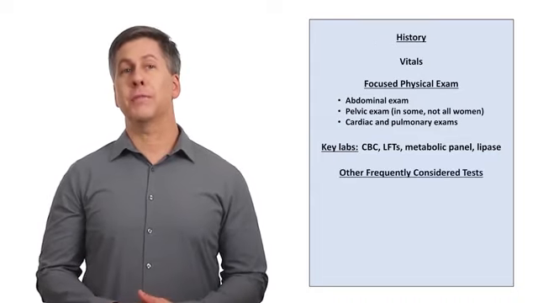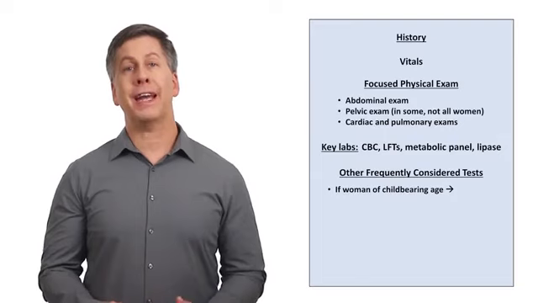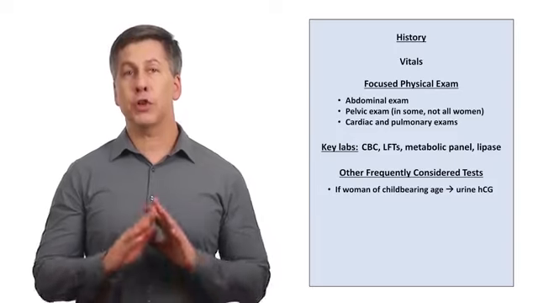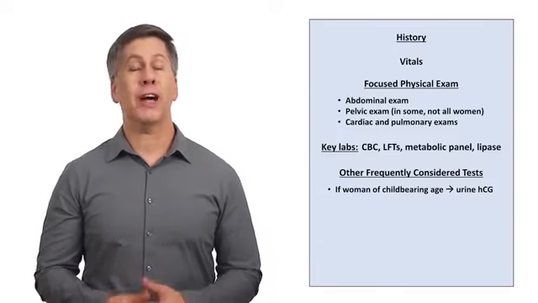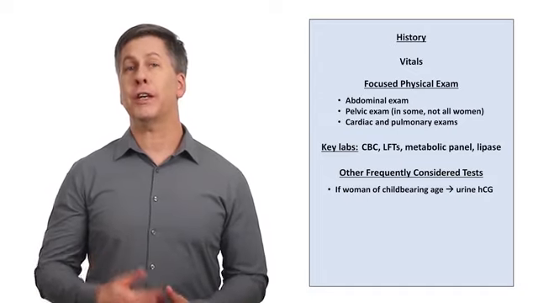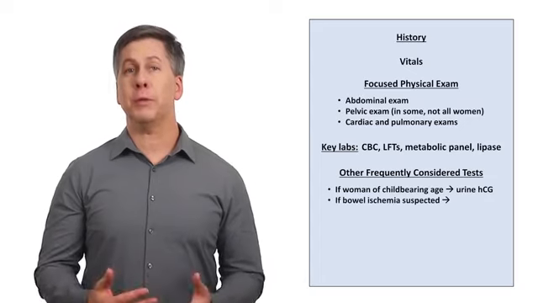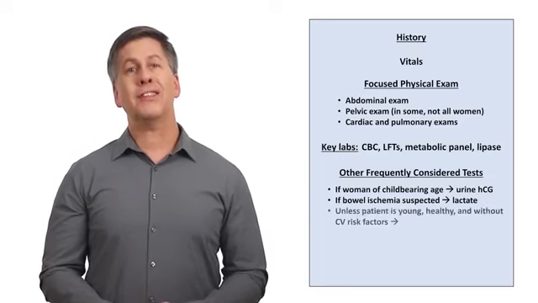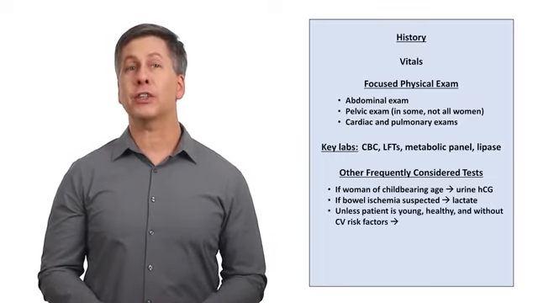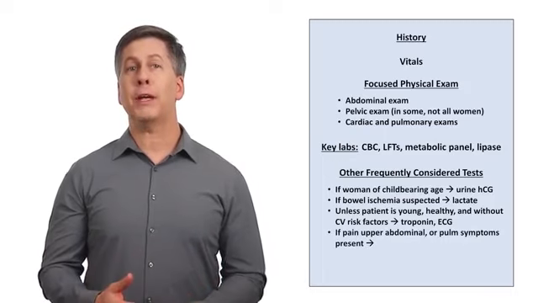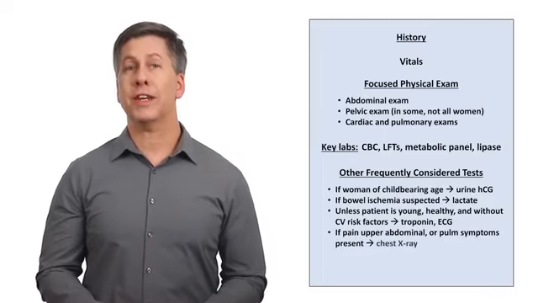Other frequently considered tests: if the patient is a woman of childbearing age, get a urine HCG to screen for pregnancy, even if she reports no sexual activity. Patients are sometimes not forthcoming, and an ectopic pregnancy is not a diagnosis you or your patient can afford to miss. If acute bowel ischemia is suspected, an elevated lactate would be consistent with infarction. Unless the patient is young, healthy, and without cardiovascular risk factors, order a troponin and an ECG to rule out acute coronary syndrome. If the pain is upper abdominal or the patient has concurrent pulmonary symptoms, order a chest x-ray.